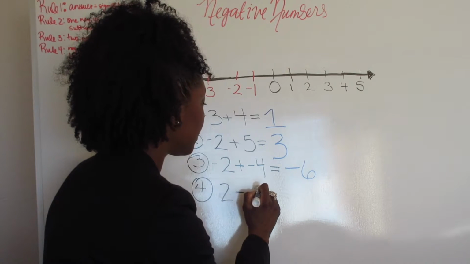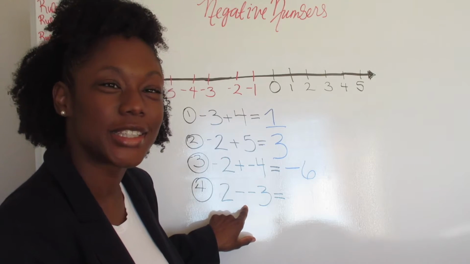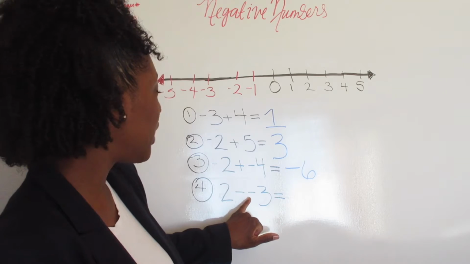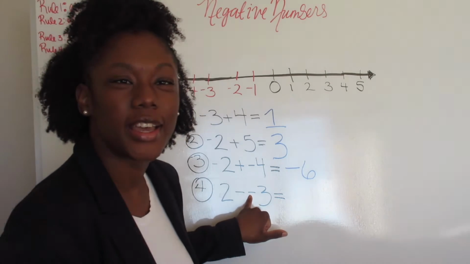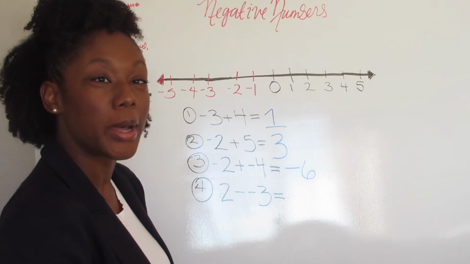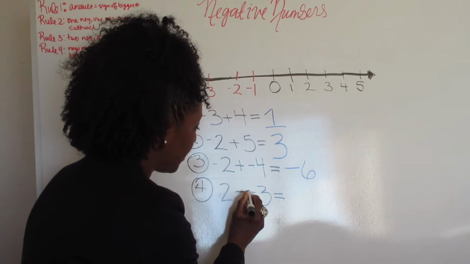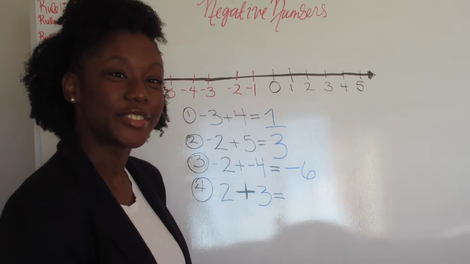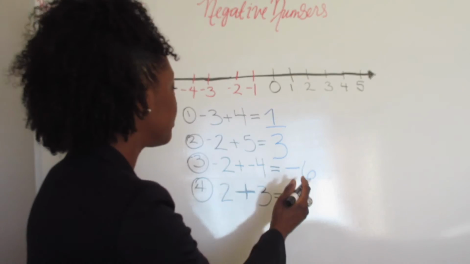2 minus -3. Once I explain rule number 4, I will write this in the proper way. So this follows rule number 4 because we have 2 negative signs next to each other. Now, rule number 4 says when you have 2 negative signs next to each other, they cancel out and they become positive. So these 2 negative signs cancel each other out and they become a positive. Now we have just a normal addition problem, and 2 plus 3 equals 5.